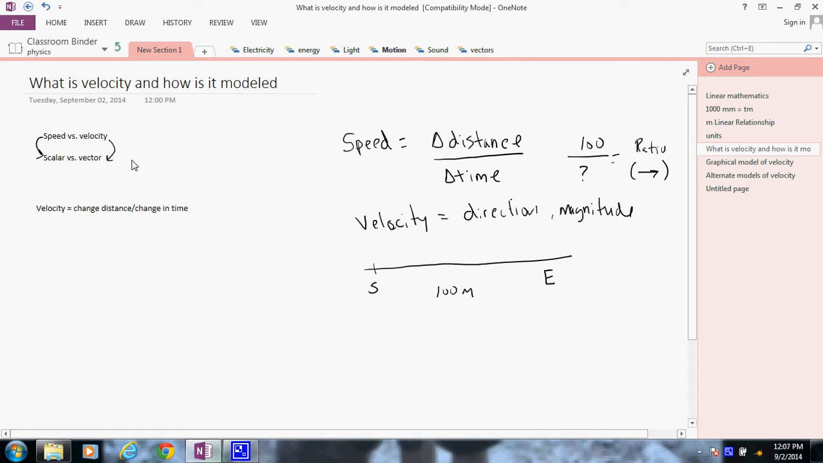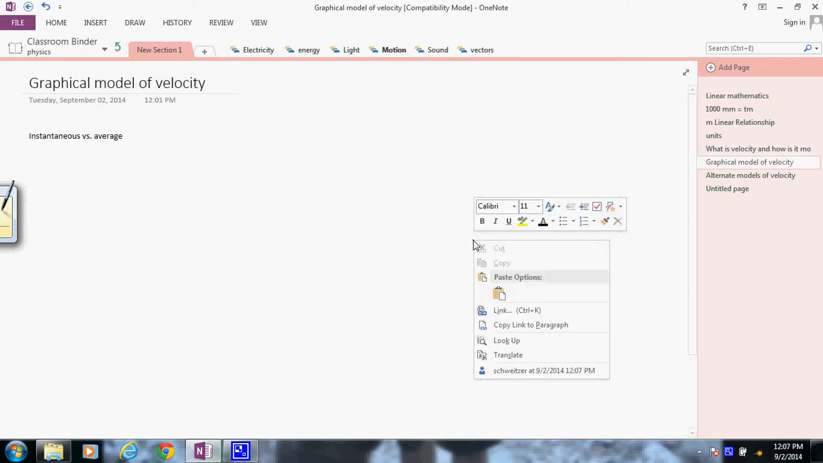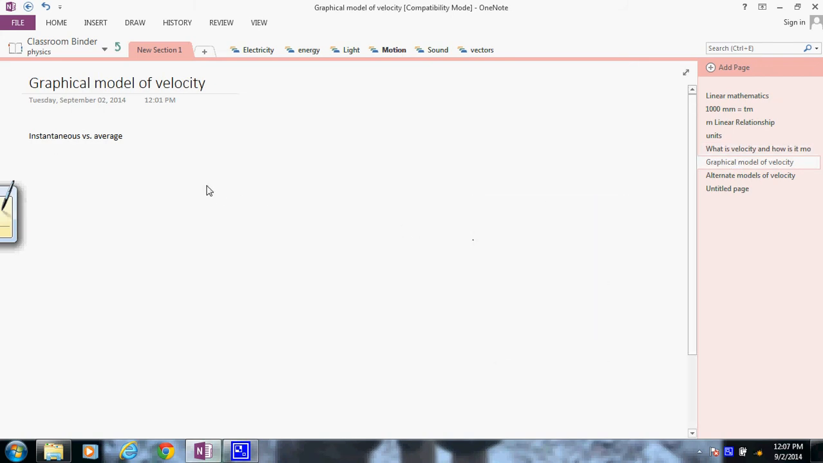If we were to graph this out, what would it look like? There's a lot of models in which we could do this, but the simplest one is really just graphing means. I'm going to go like this here, and it looks something like this. This is called a position time graph. So the y-axis is going to be position, and time is going to be on the x-axis right here.